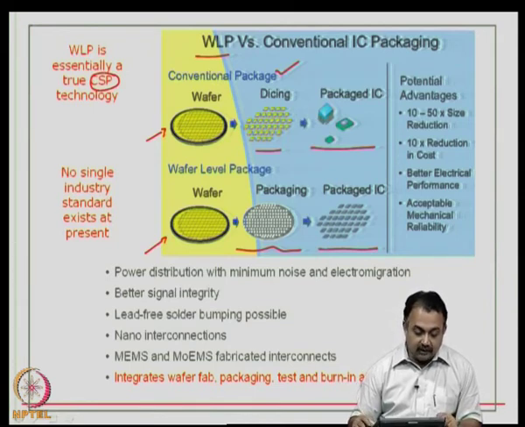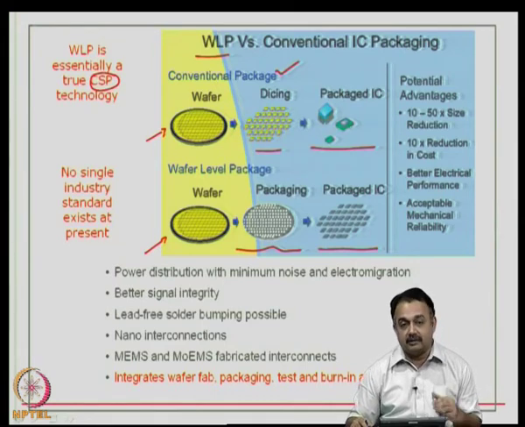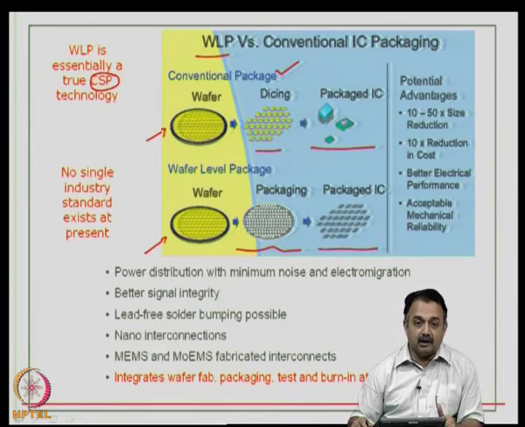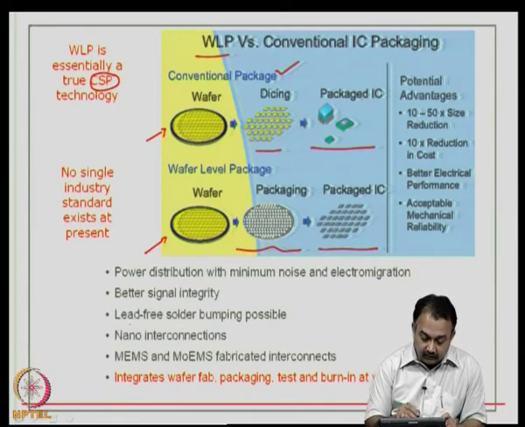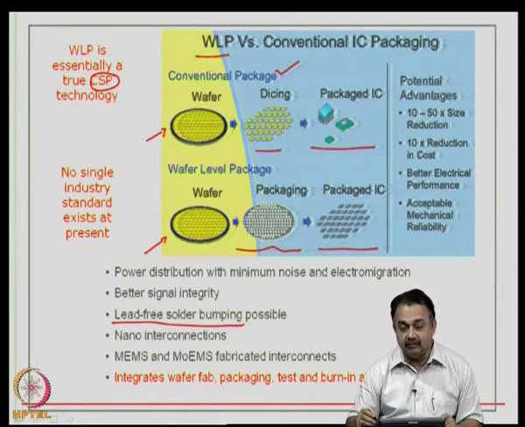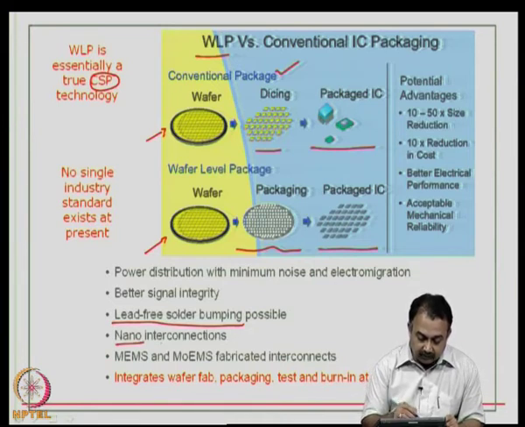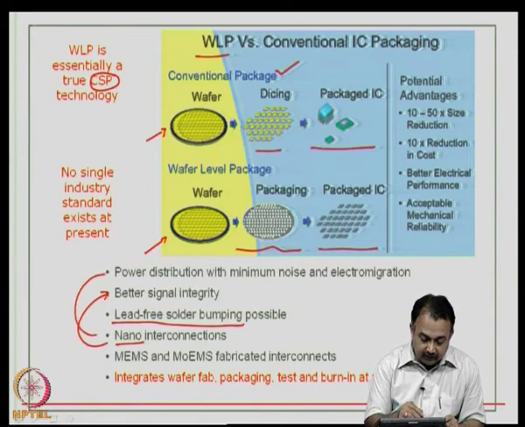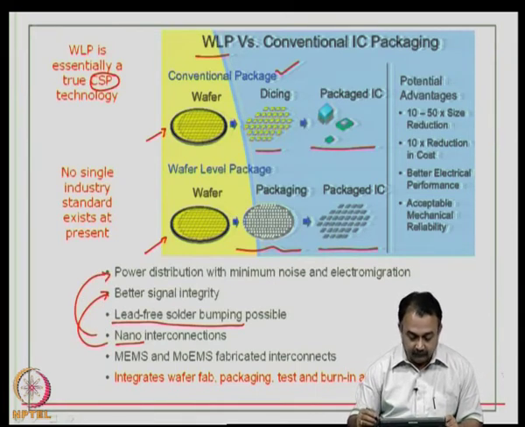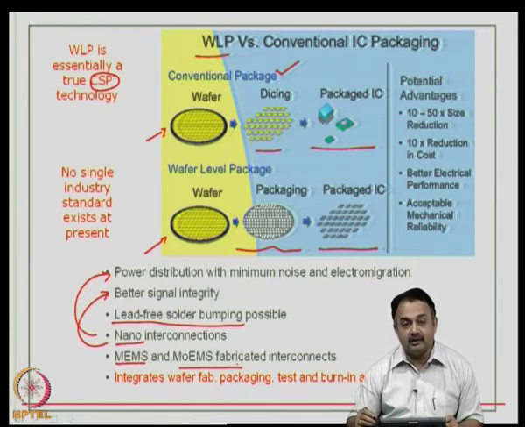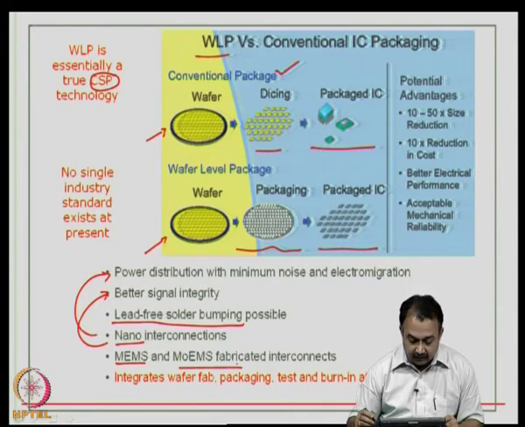So, the advantages of using a wafer level package will be power distribution with minimum noise and electromigration, because the interconnect lengths are very low, better signal integrity, that is better electrical performance, and lead free solder bumping is possible. You can do this bumping process at the wafer itself and you can use lead free material. The interconnections are nano, as I mentioned earlier, that adds to better performance. And chip size packages are very ideal for MEMS applications and MOEMS applications.